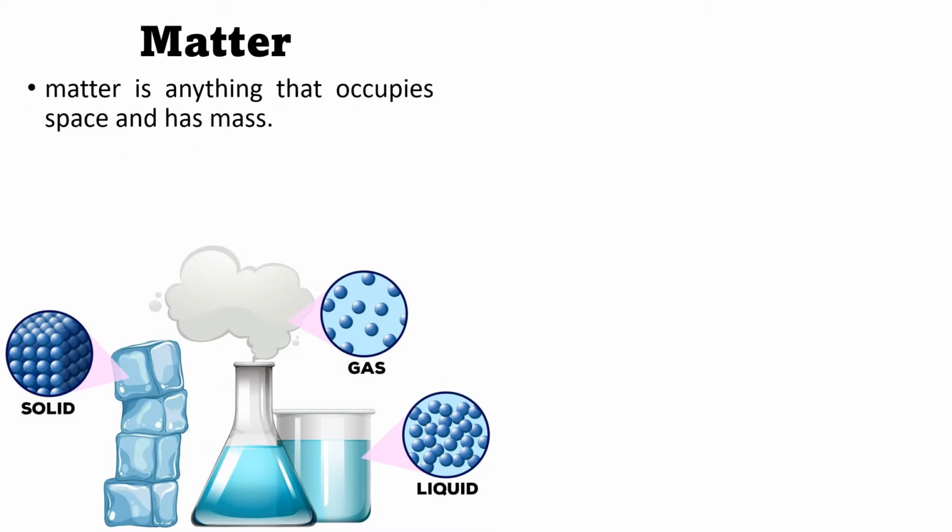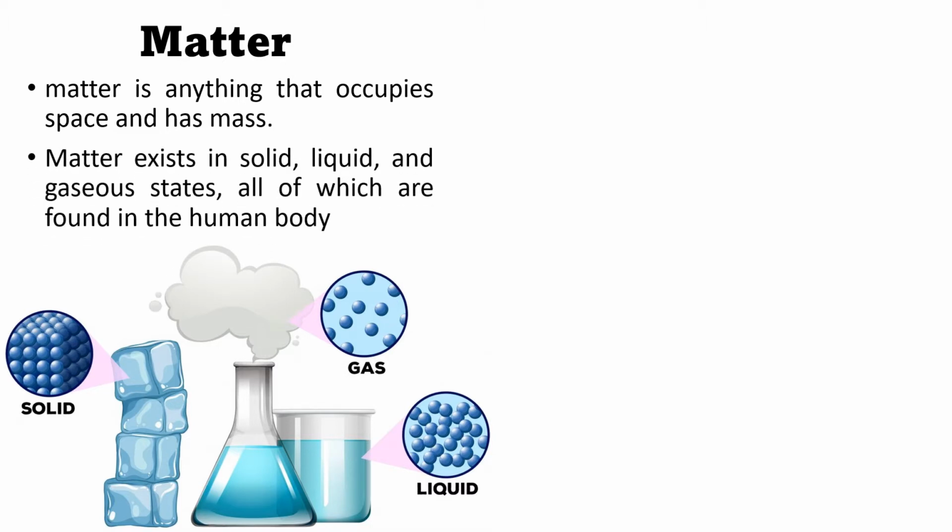Starting with matter. Matter is anything that occupies space and has mass. Matter exists in solid, liquid, and gaseous states, all of which are found in the human body. Many people tend to confuse matter with weight. Matter is what we call the stuff of the universe, which can be seen, smelled, or felt, but weight is a measure of gravity pulling on the mass.